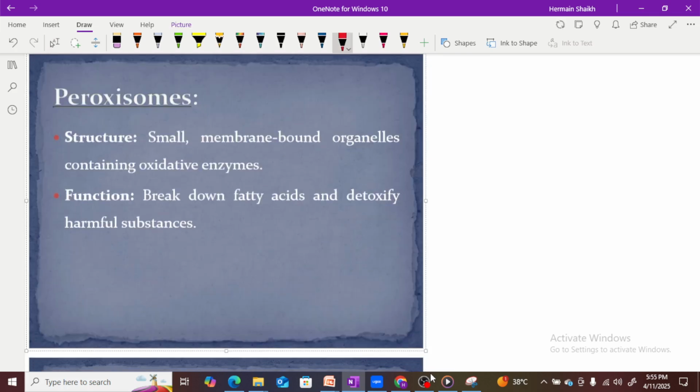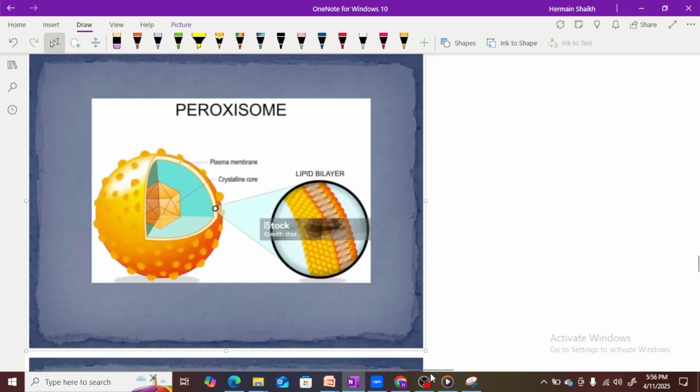Now the peroxisomes, that are small membrane bound organelles containing oxidative enzymes. It breaks down fatty acids and detoxifies harmful substances. Here we can see the structure of the peroxisome that contains the plasma membrane, and inside it a crystalline core is present, and this layer consists of a lipid bilayer.